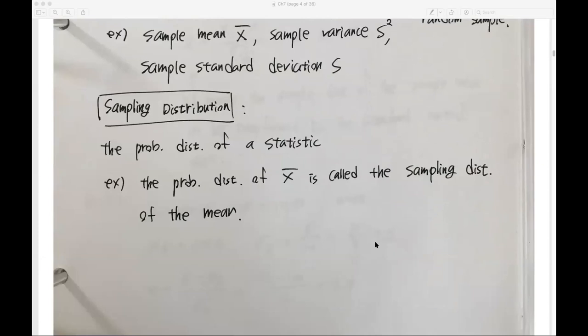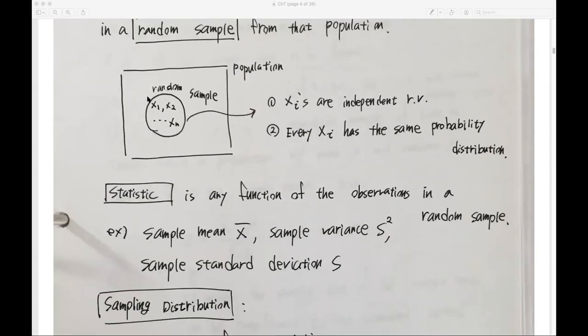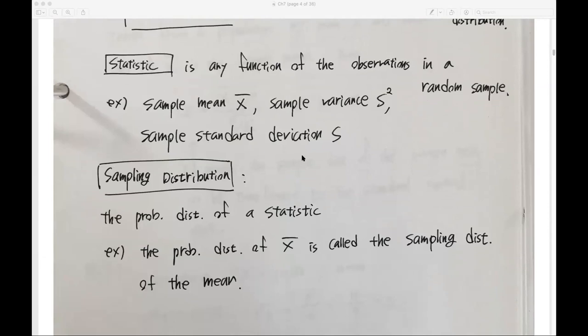Sampling distribution, as I told you, is the probability distribution of a statistic. For example, we can find the sample mean x bar for many random samples. We can create many random samples, maybe 100 or more than 100. Then we find the sample mean for each random sample, and then visualize it by drawing the probability distribution of that sample mean. That's going to be one graph of the sampling distribution of X bar.